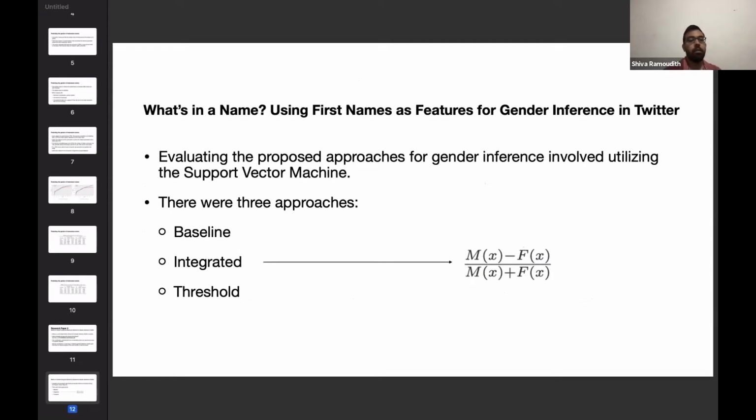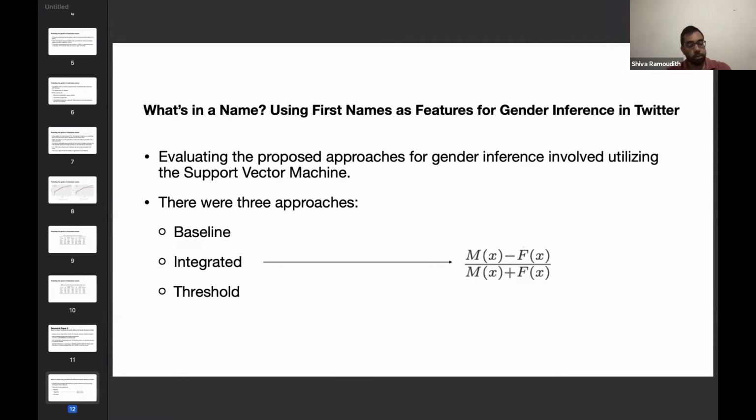Essentially, the evaluation for this paper revolved around the support vector machine. I believe they used the RBF kernel function. They segmented the experiments into 3 approaches. One was the baseline approach. The second one was the integrated approach, and this was based on using the equation I have pointed to on the right here. MX is the number of males and FX is the number of females, and this would be computed for each name in whatever data set they used. I think it's known as the name association score.